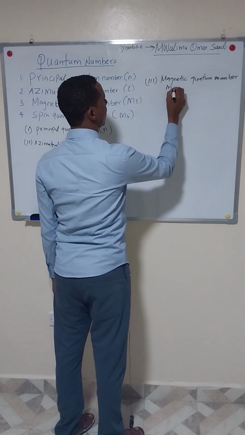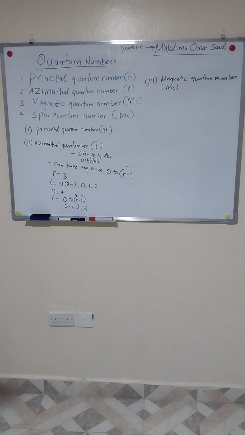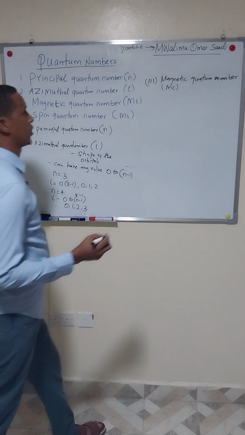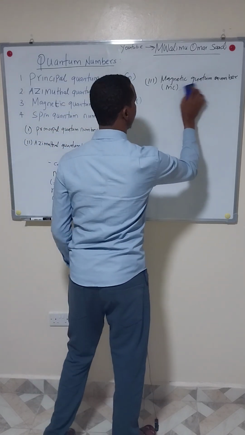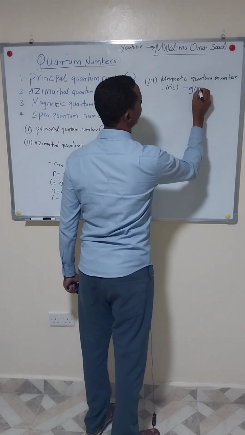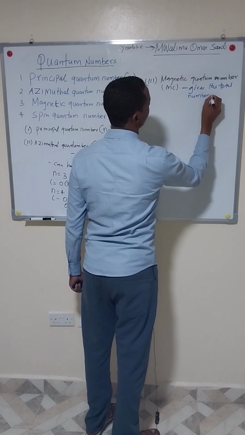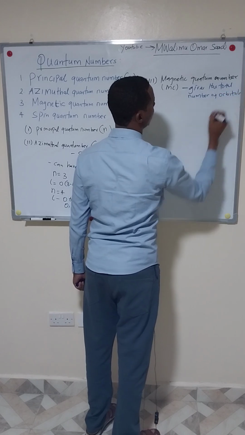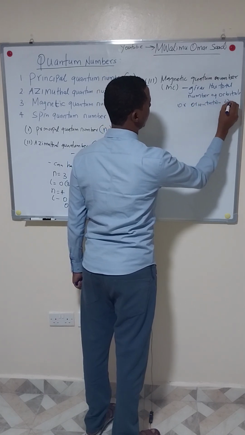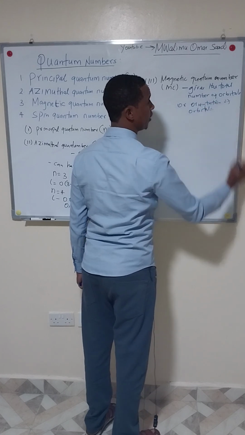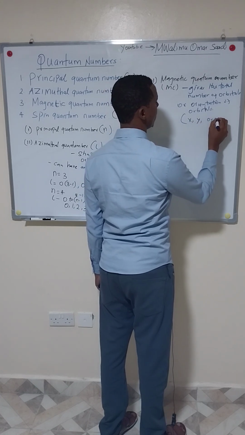Represented by ml, magnetic quantum number represented by ml. So the magnetic quantum number represents the total number of orbitals, or the orientation of orbitals. That is whether the orbital lies in the x-axis or the y-axis or z-axis.